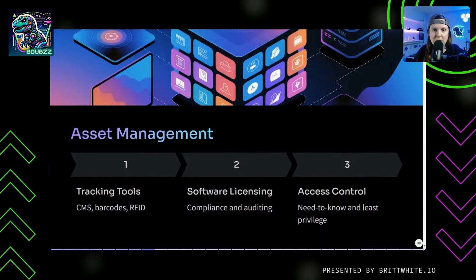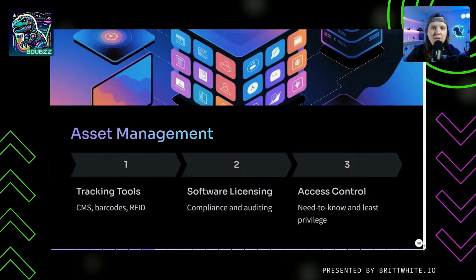This is where tools like Configuration Management System or CMS come into play. You might also see things like barcodes or RFID tags used to track physical items, similar to how a library keeps track of its books. Asset management also involves both software licensing and access control. Software licensing is a big one. You need to make sure you're using software legally and that you're not exceeding the number of licenses you've paid for. Software vendors love to audit companies, and the fines for non-compliance can be brutal.